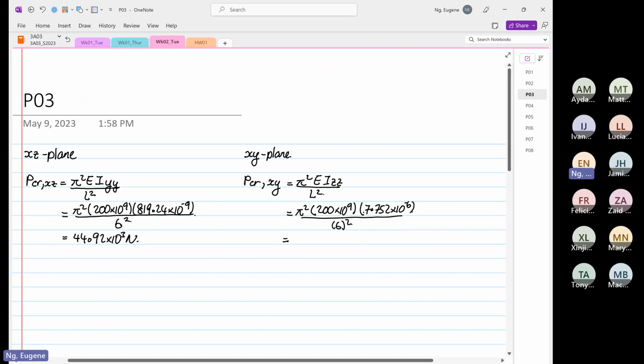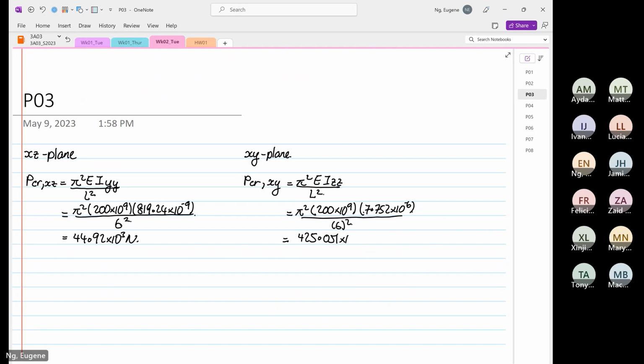Okay. So pi squared times 200 power 9 times 7.752 power minus 6 divided by 6 divided by 6 is equal to 15. No. Shift pi. I think I pressed my calculator wrongly. Times 200 power 9 times 7.752 power minus 6 divided by 6 divided by 6. And this is equal to 425.051 times 10 to the power 3 Newton.